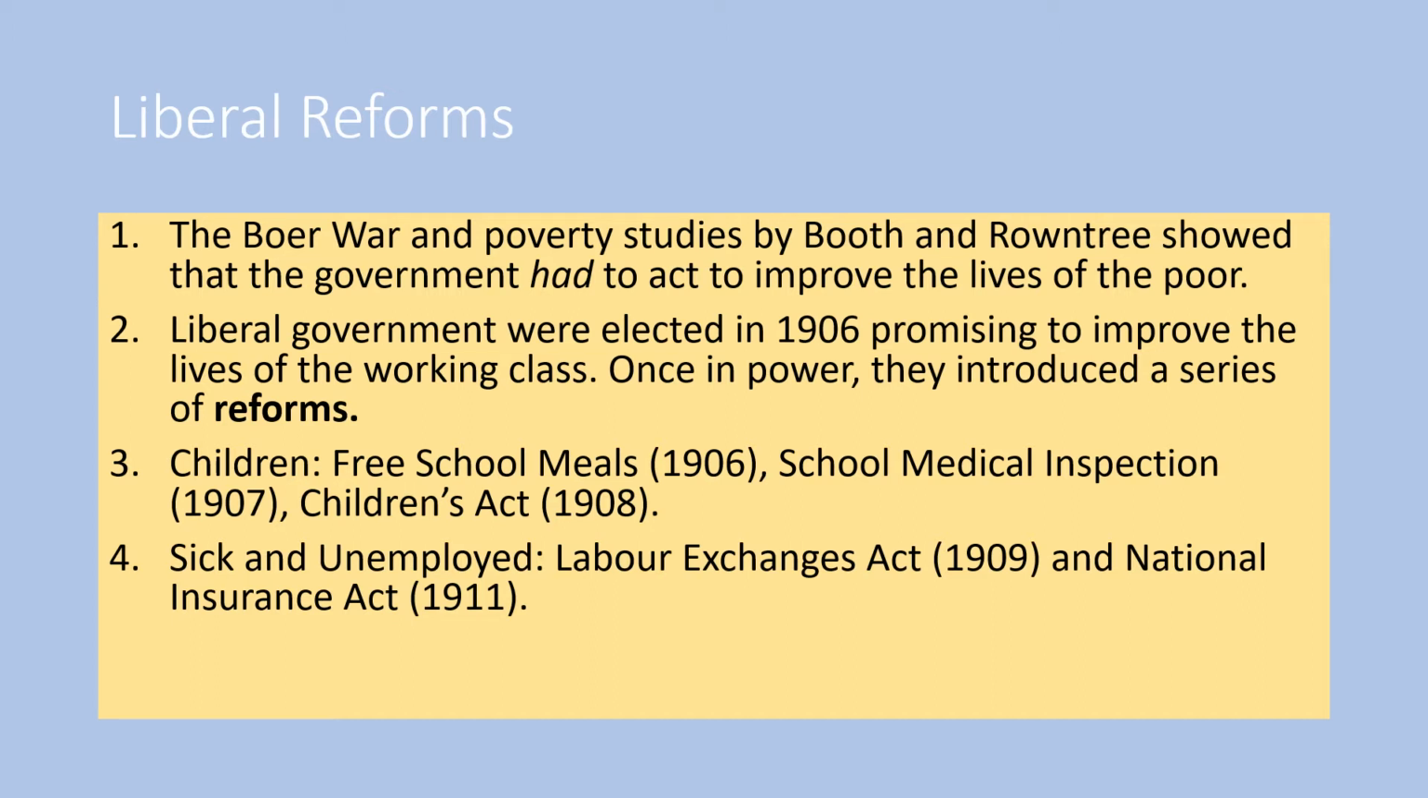So the Labour Exchanges Act sets up something which we still have in our country today, which is essentially job centres. They were known as labour exchanges then. So if you were poor, you could go to these places and they would essentially find you work. So that was set up in 1909, and another significant long-term impact of the Liberal reforms was the National Insurance Act, which was set up in 1911. Again, national insurance is still something we have to this day as well.